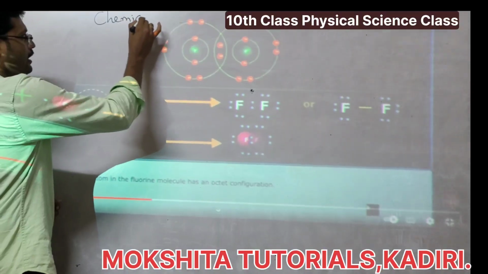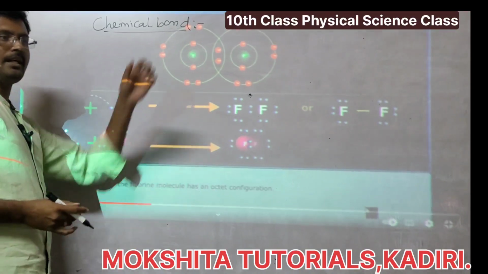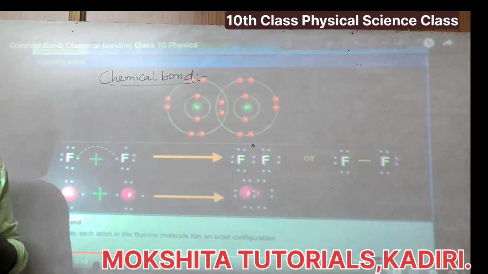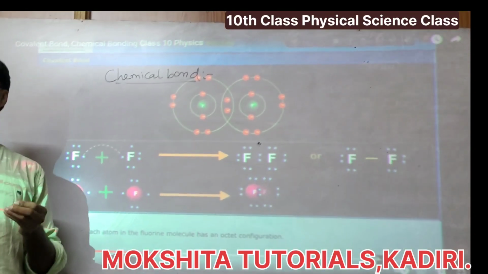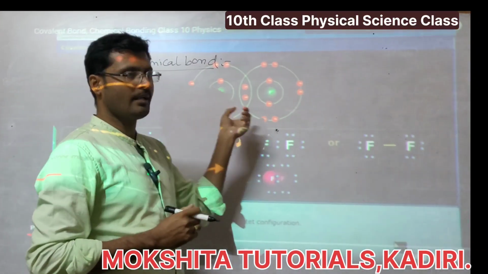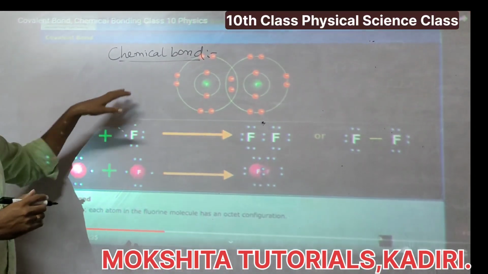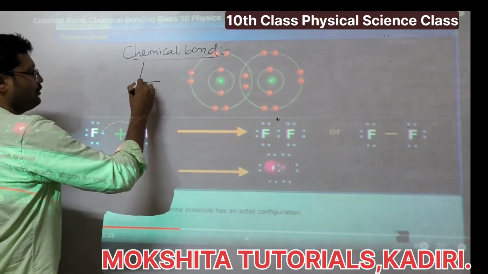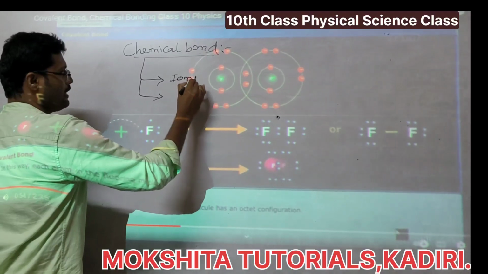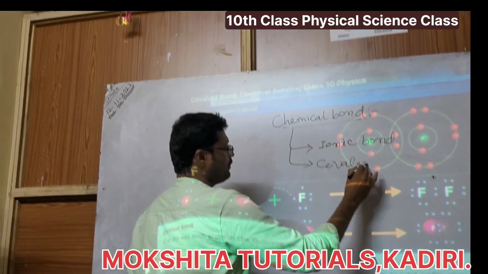A chemical bond is nothing but, when two atoms come closer, an attractional force is developed. The attractional force between the two atoms is called a chemical bond. Generally, there are mainly two types of chemical bonds we will observe: one is the ionic bond, and the next one is the covalent bond.